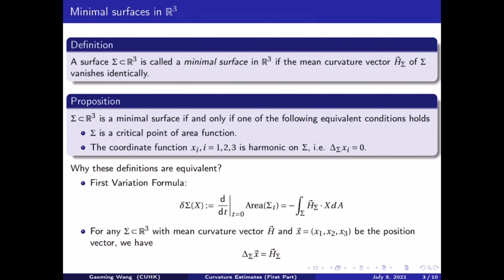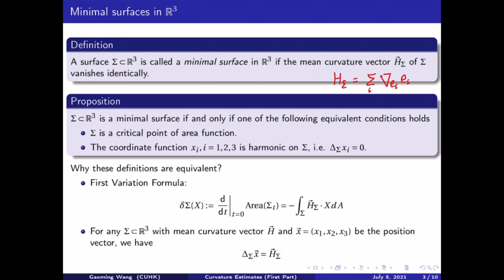At first, let's give the definition of minimal surface in R3. Note that these definitions work for higher dimensional minimal hypersurfaces. We say a surface sigma is a minimal surface in R3 if the mean curvature vector vanishes identically. Here, the mean curvature vector is usually defined by this formula.